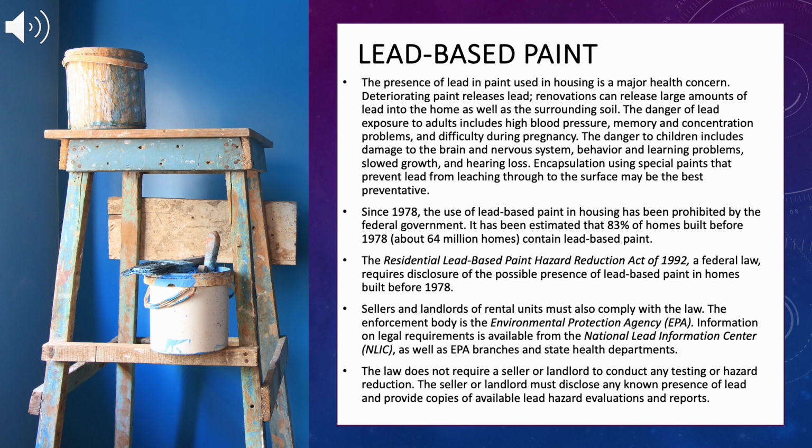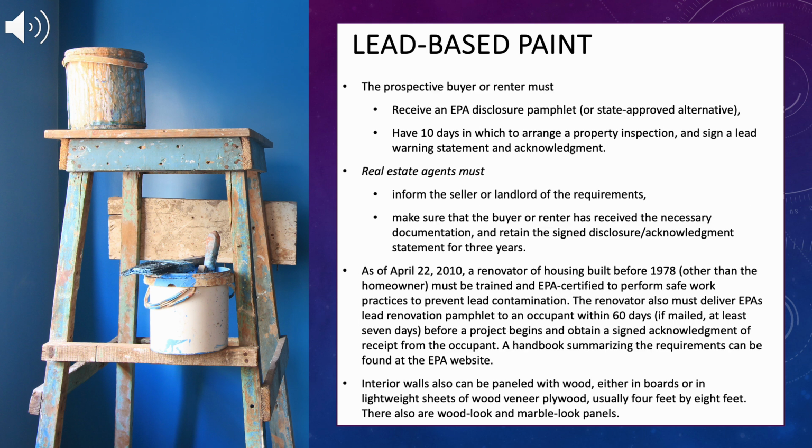Information on legal requirements is available from the National Lead Information Center, NLIC, as well as EPA branches and state health departments. The law does not require a seller or landlord to conduct any testing or hazard reduction. The seller or landlord must disclose any known presence of lead and provide copies of available lead hazard evaluations and reports. The prospective buyer or renter must receive an EPA disclosure pamphlet or state-approved alternative.